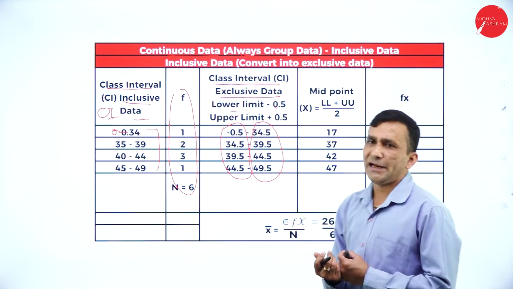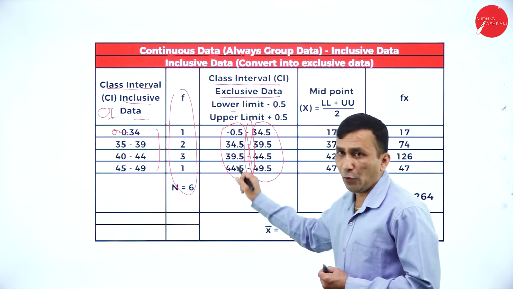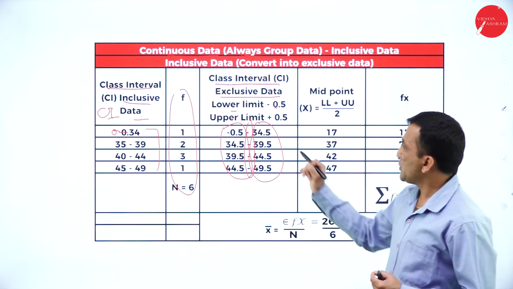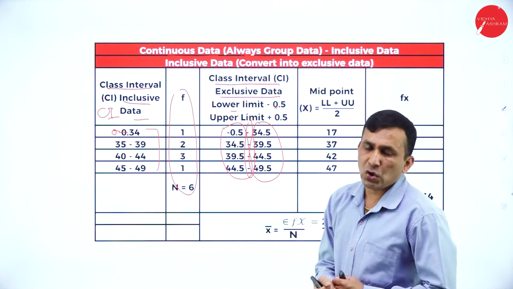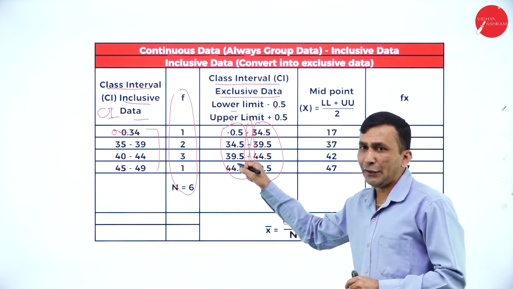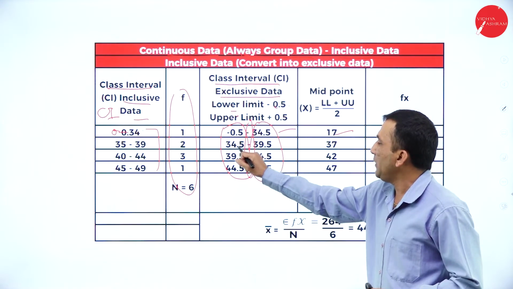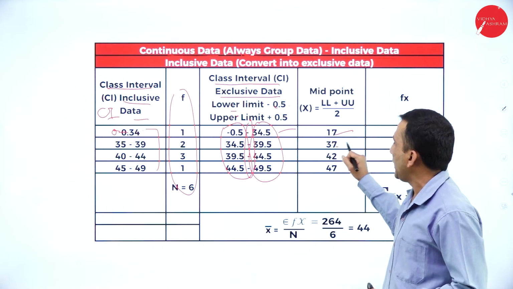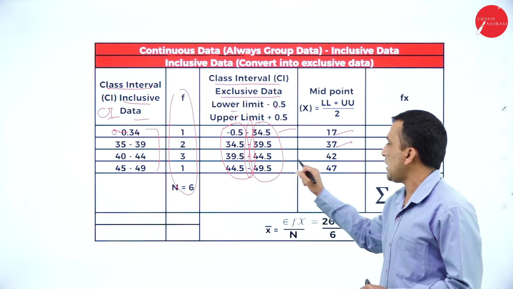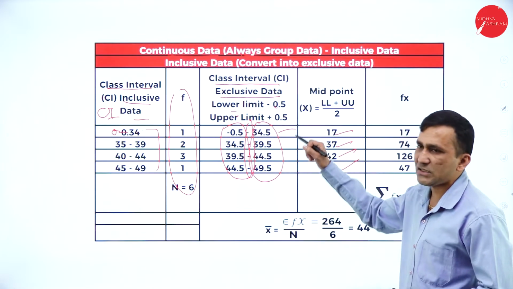Once we have converted to exclusive data, now we need to locate the midpoint. Midpoint means lower limit plus upper limit divided by 2, because we can identify that there are two numbers, a lower limit and an upper limit. So lower limit plus upper limit divided by 2, in the first class we get 17. Second class, lower limit plus upper limit divided by 2, we get 37. Like this, third class, lower limit plus upper limit divided by 2, 42. So it goes on, for however many classes are given.